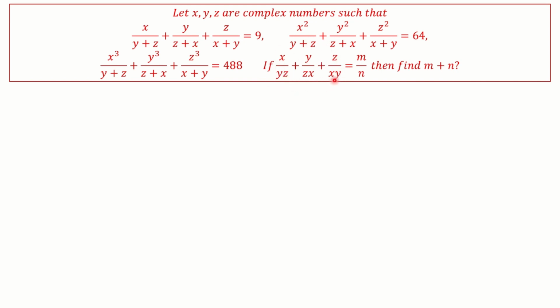If you look at this and simplify it, if you take an LCM, you get xyz as the denominator and the numerator as x square plus y square plus z square.